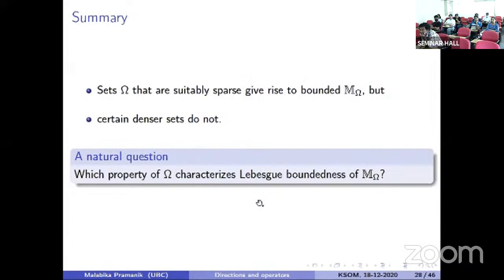Let's summarize the discussion so far. We have seen that some infinite but sparse direction sets omega give rise to M sub omega, whereas certain denser sets do not. This gives rise to a natural question: which property of omega characterizes boundedness of M omega on Lebesgue spaces? The next few slides are given over to answering this question.